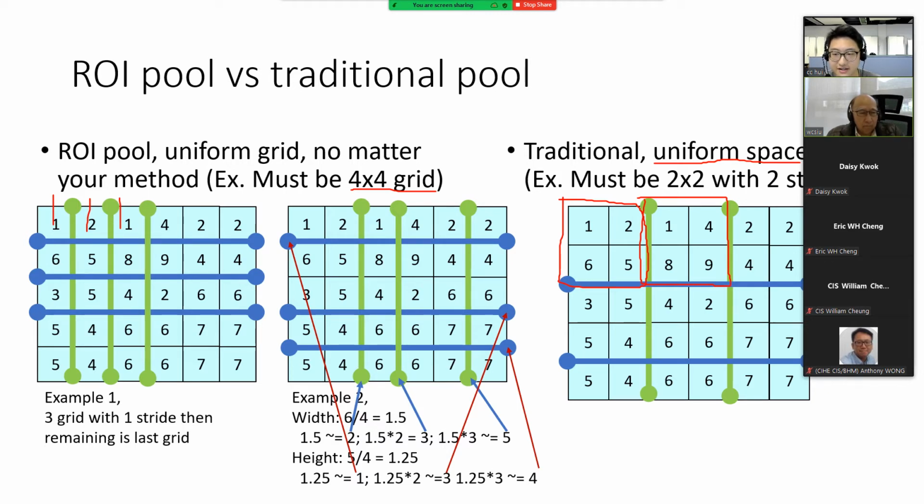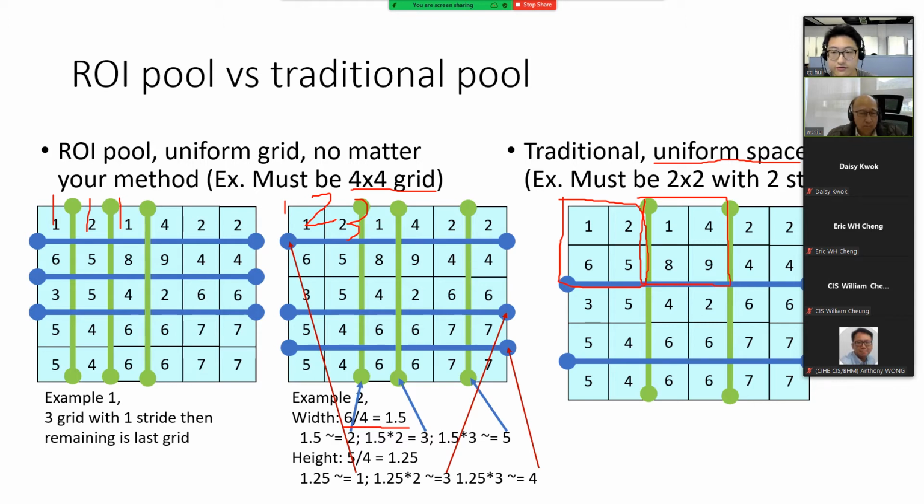The second method I mentioned is to do the same thing as on the last page. 6 divided by 4 is equal to 1.5. 1.5 we round off, which is 2. 1.5 times 2 is equal to 3. So here 1, 2, and 3.